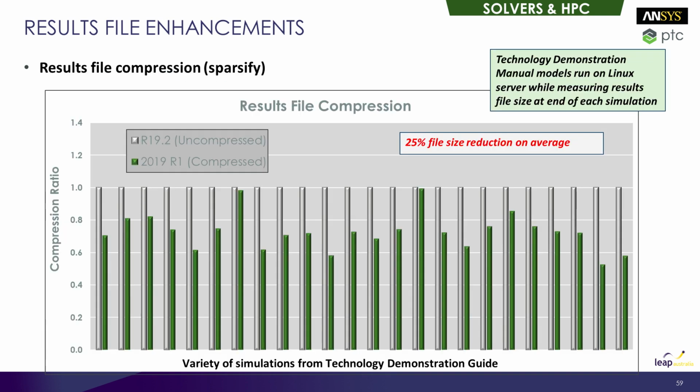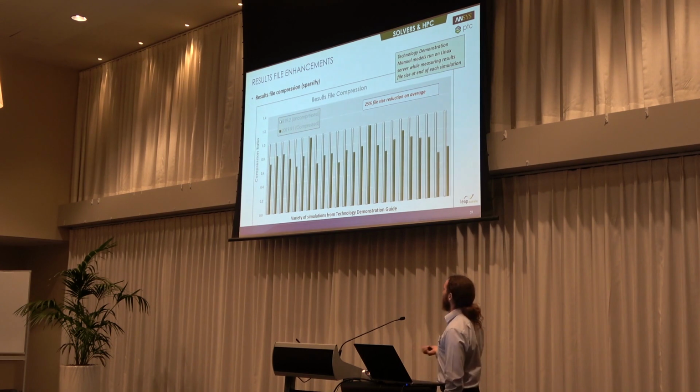Now, the new compression option will automatically compress your RST file as you're solving. So these are examples from the ANSYS technology guide. So each one of these analyses is a different type of simulation. So they're different model sizes, so different numbers of degrees of freedom, different types of physics, different types of loads and boundary conditions and time stepping, those sorts of things. So as it's solving, it basically compresses the RST file. And you can see we're getting about 25% file size reduction, which is quite good when results file sizes can be in the multiple gigabytes.